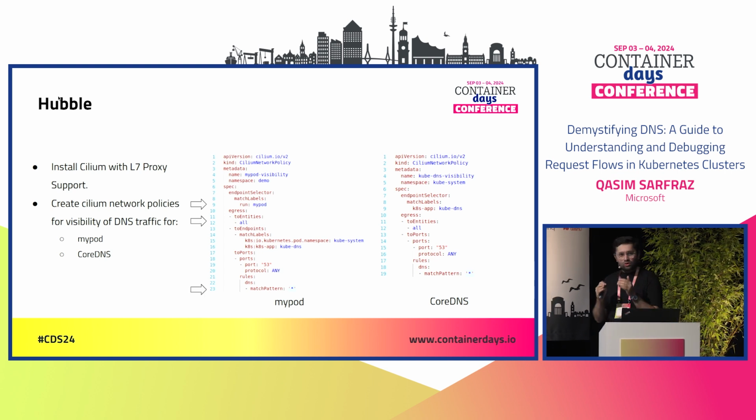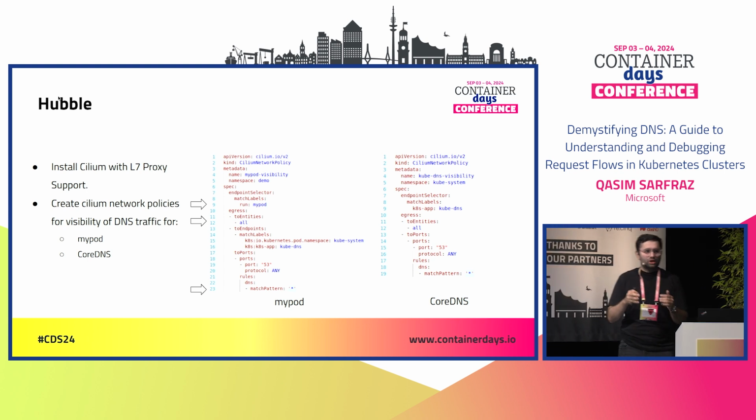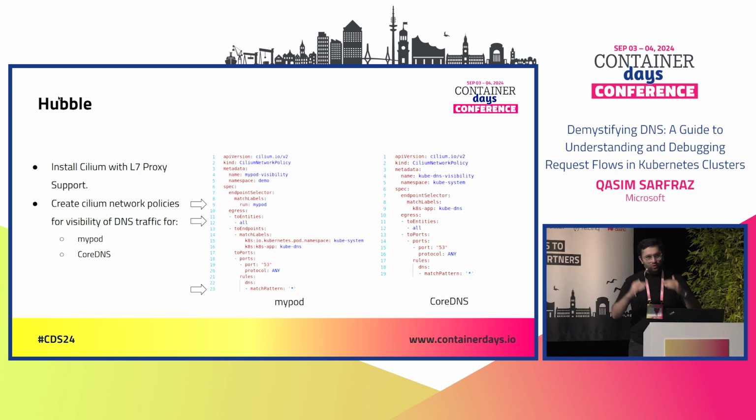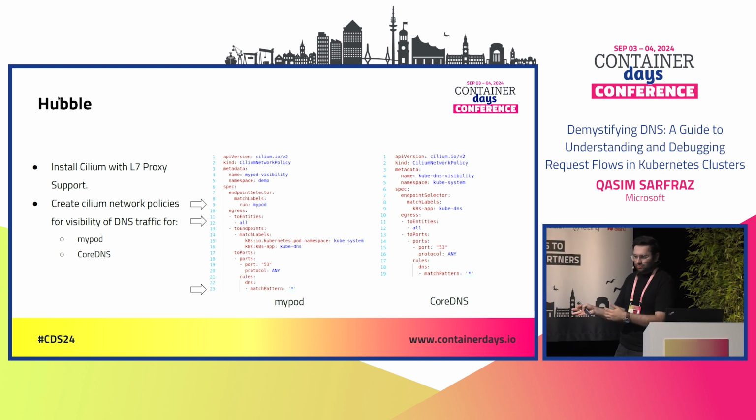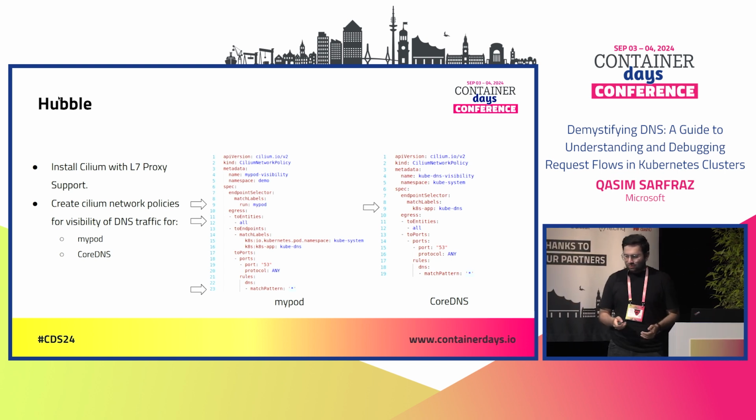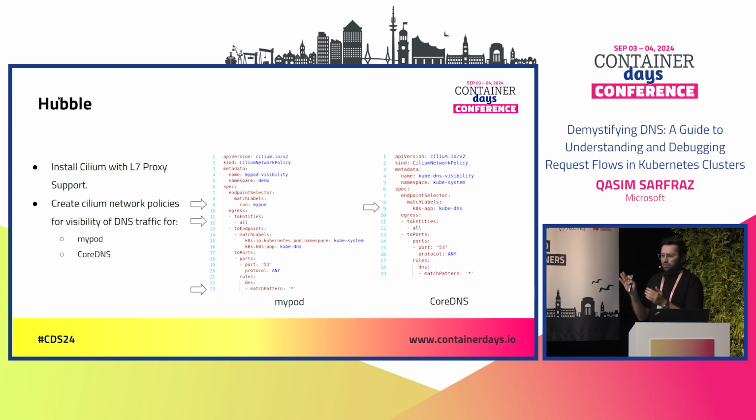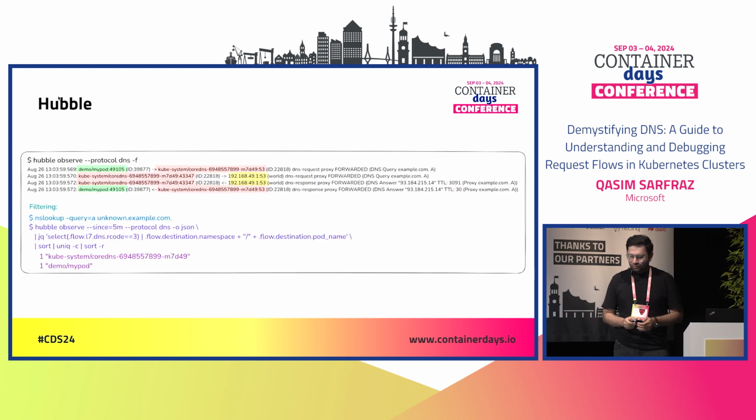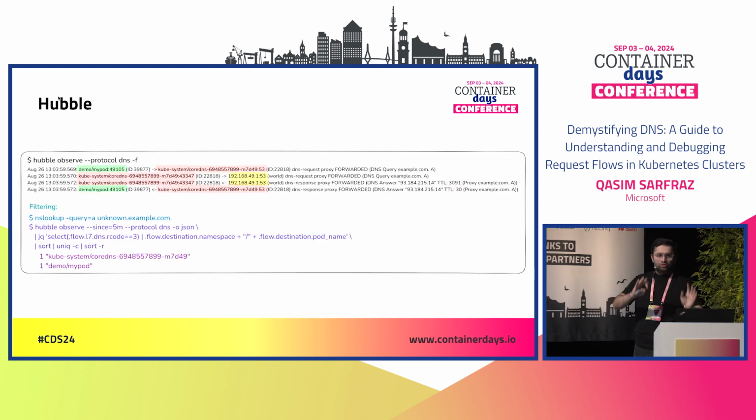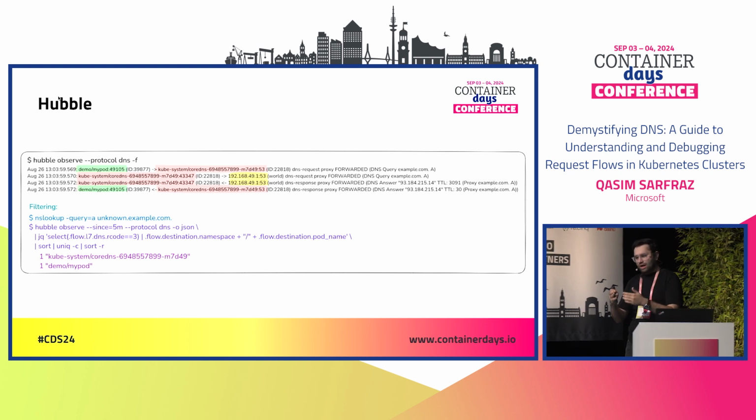Next, we need a rule that makes sure that the DNS traffic will actually pass through the Envoy proxy, so all the flows will be enriched by L7 information. Just like a policy for my pod, we have a policy for CoreDNS, and it just uses a different label, and it's in a different namespace.